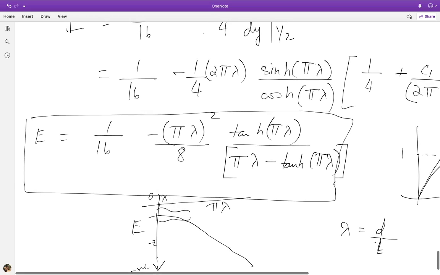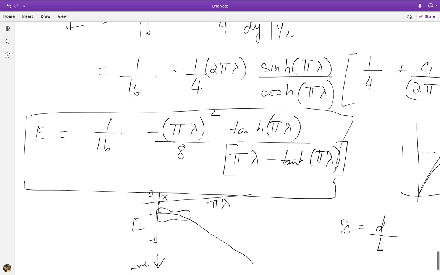Whereas now if lambda becomes very, very large, it must mean that L becomes smaller than D. So I actually have a sharp surface roughness.